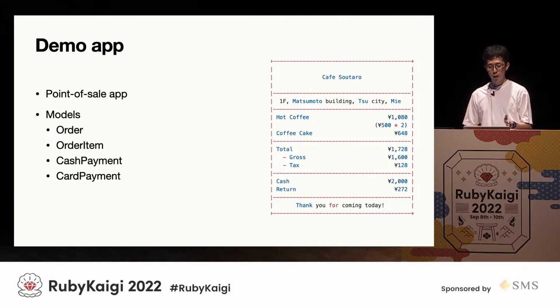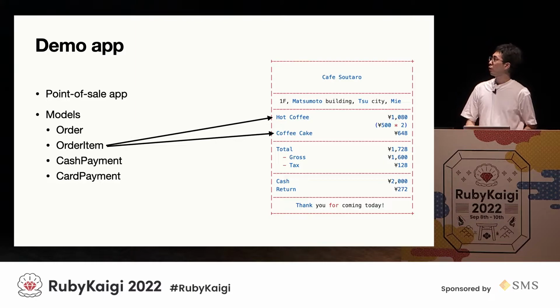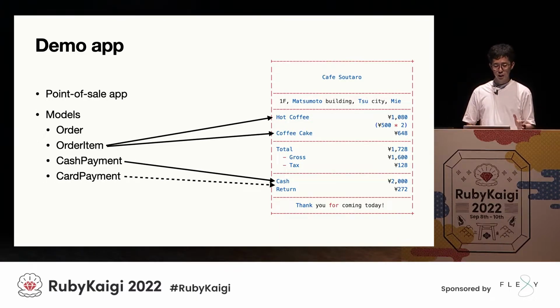Assume that we have a point of sale feature. So we have 4 modules. Order is a module that corresponds to a receipt. And we have the order item module. It is the items you get from the shop. And another one is cash payment and account payments. These objects represent the money you give to the shop.